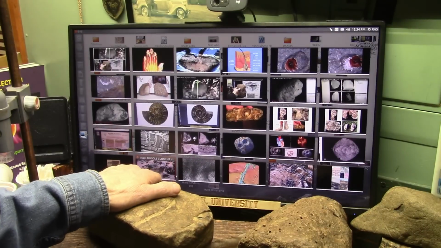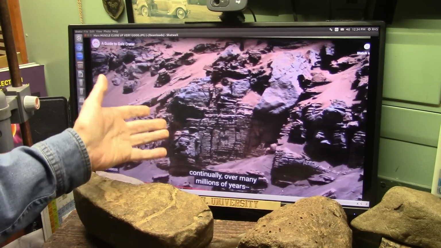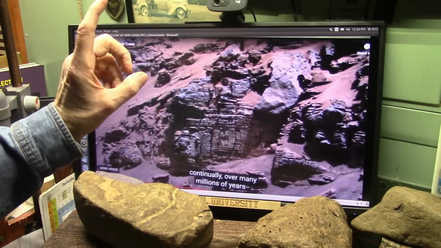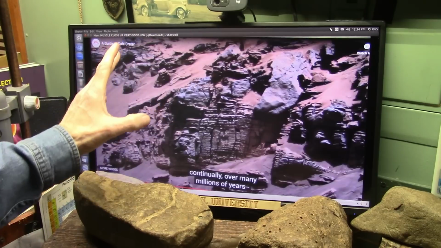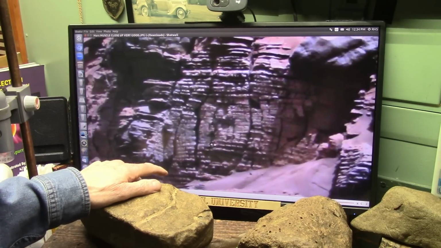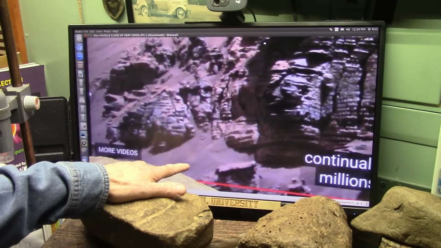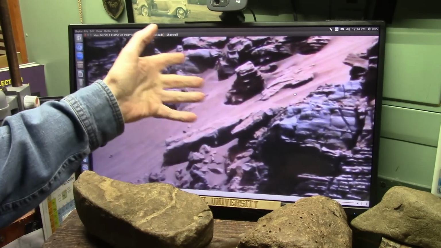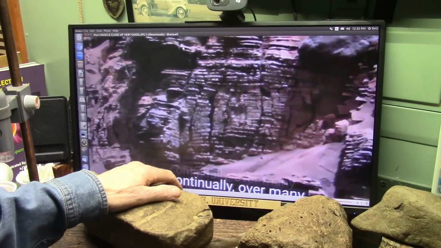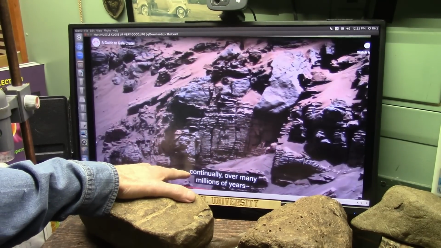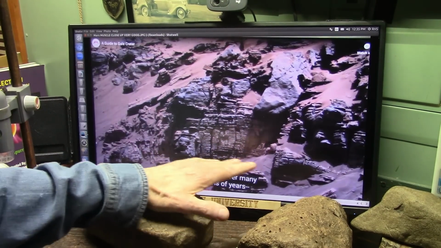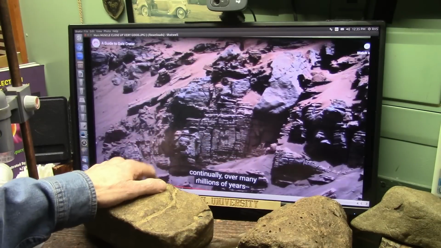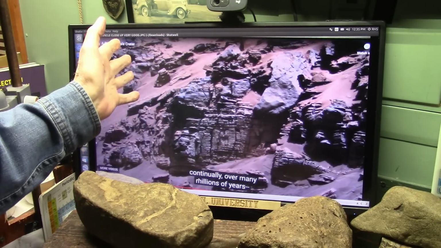All right, let me just show you this one. This is muscle. That is muscle sarcomeres on Mars. Once again, no erosion. No water erosion, just dust. This is Mars. Now they say continually over many millions of years, layer after layer after layer. No, the thing fell over dead, case closed.